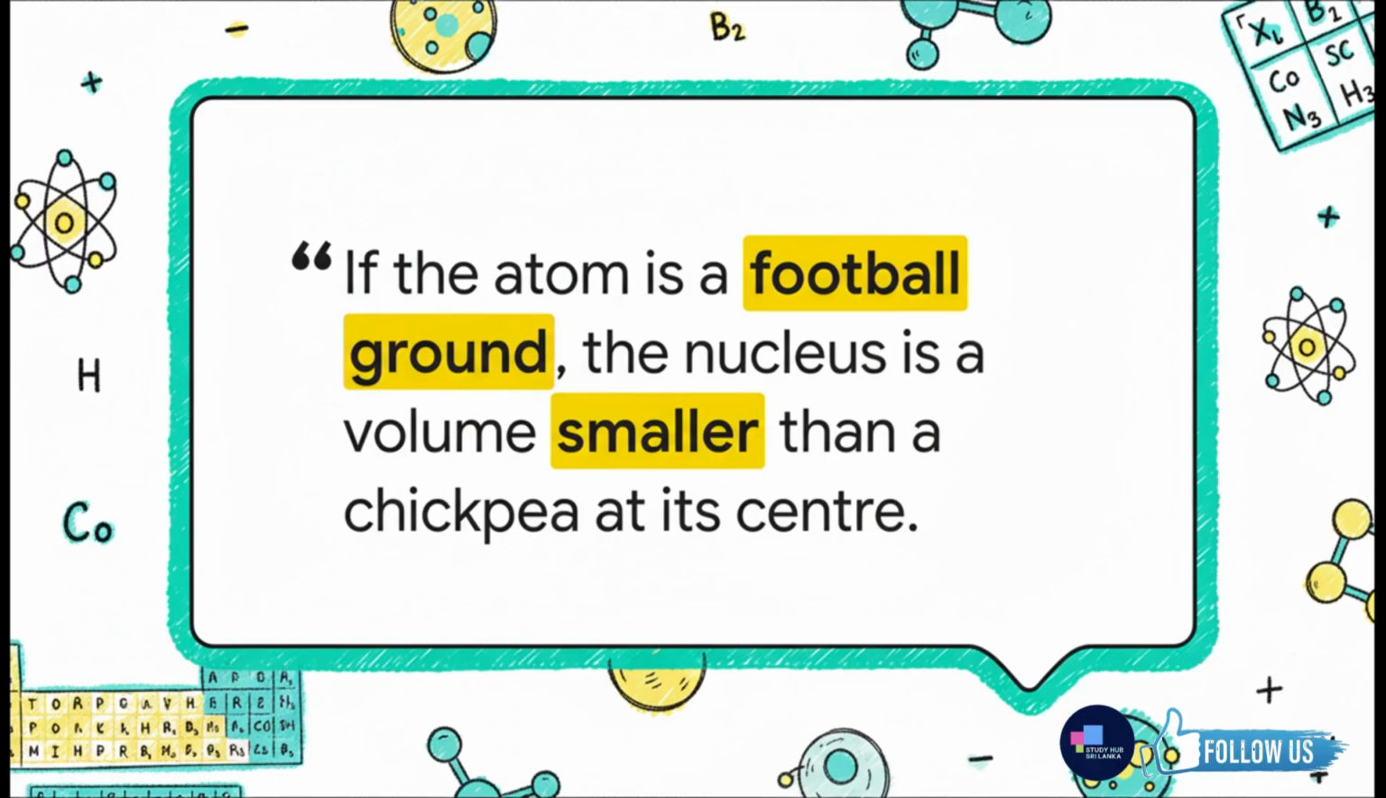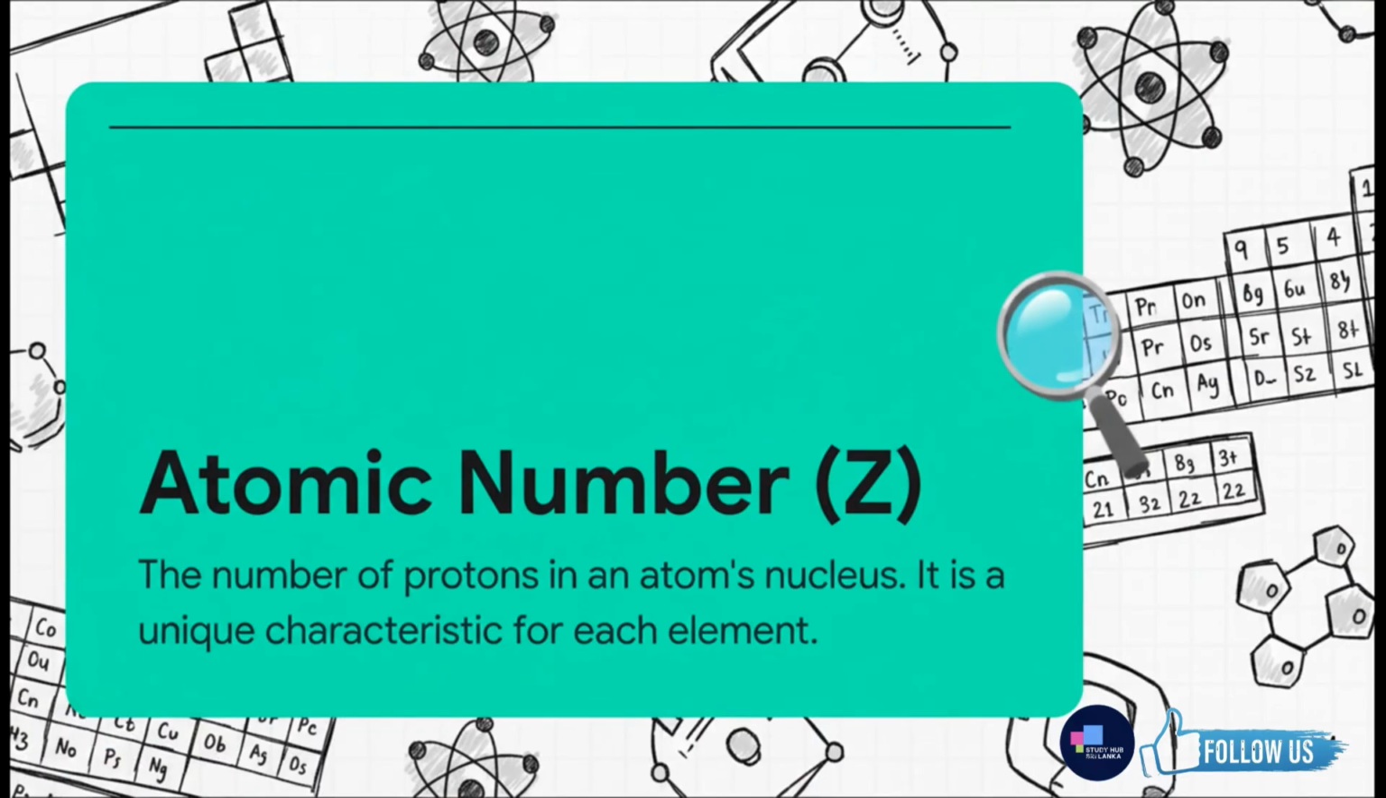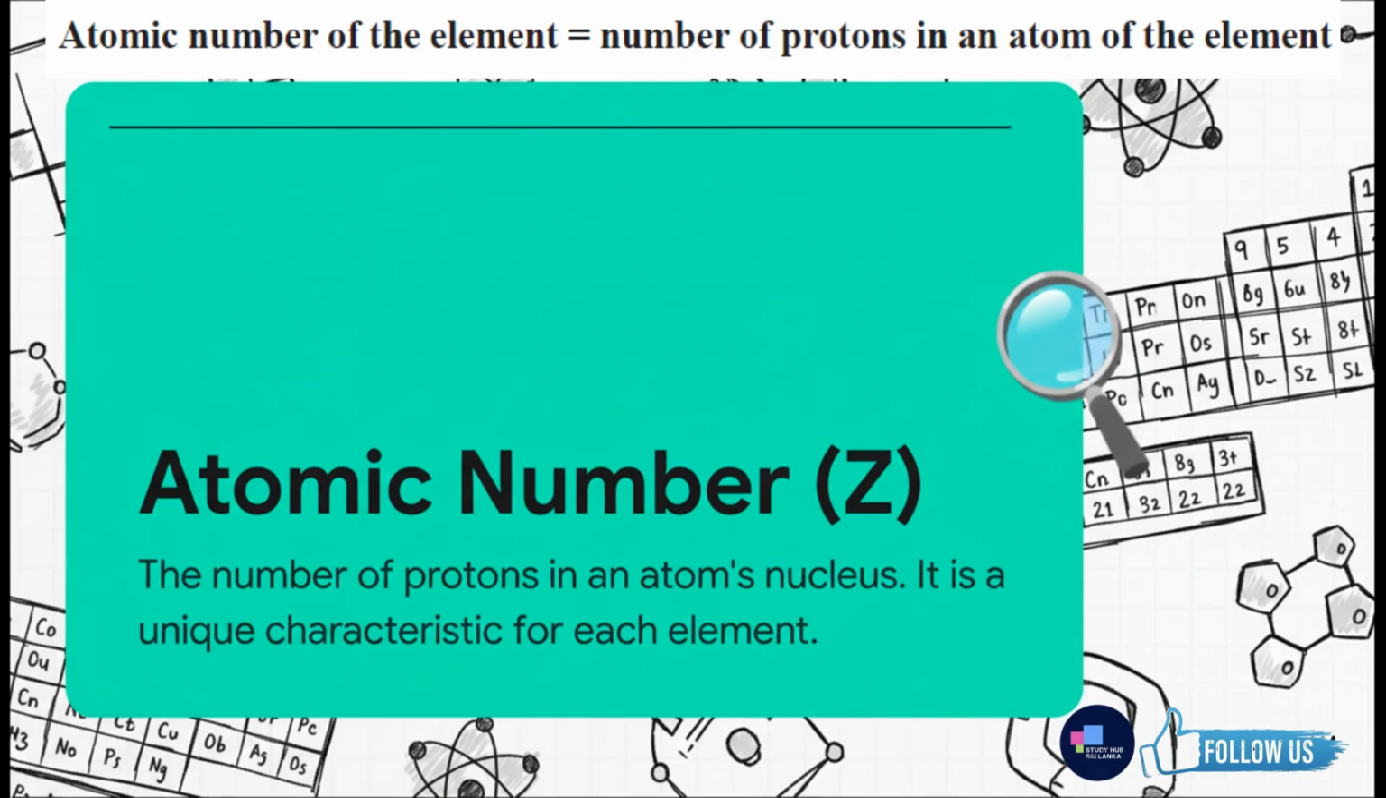Amazing, isn't it? So, if there's one thing that defines an element, it's this, the atomic number. Think of it like an element's national ID card. It's totally unique. For example, any atom that has exactly 6 protons is always carbon, no exceptions. It's what makes carbon, well, carbon.